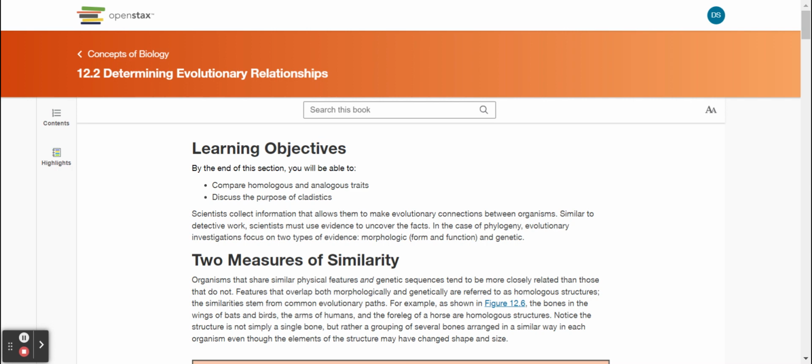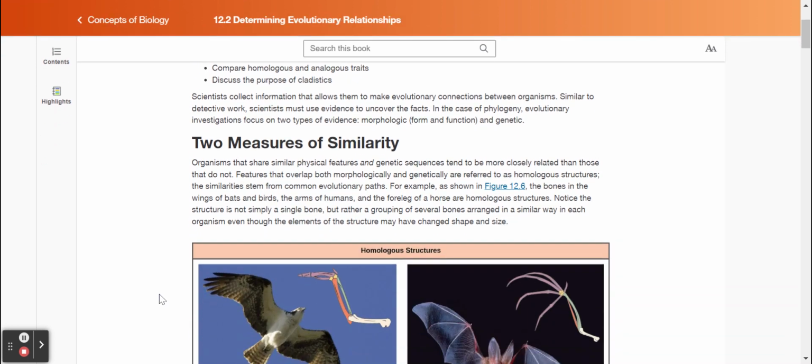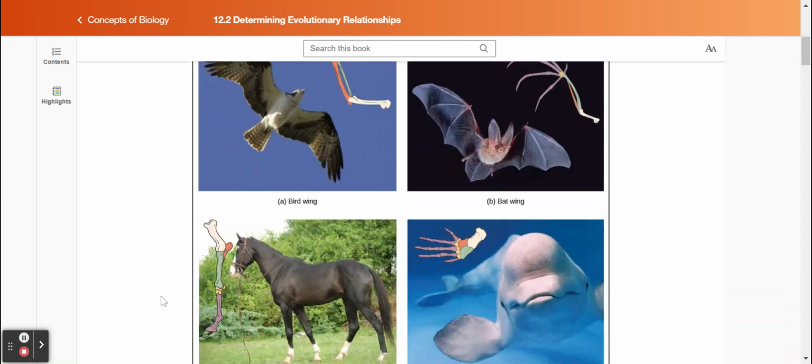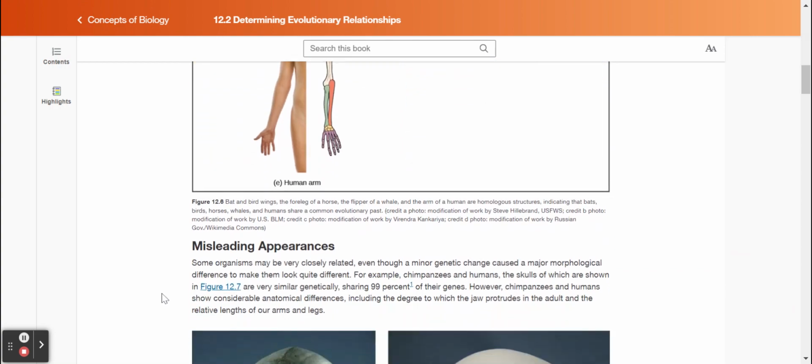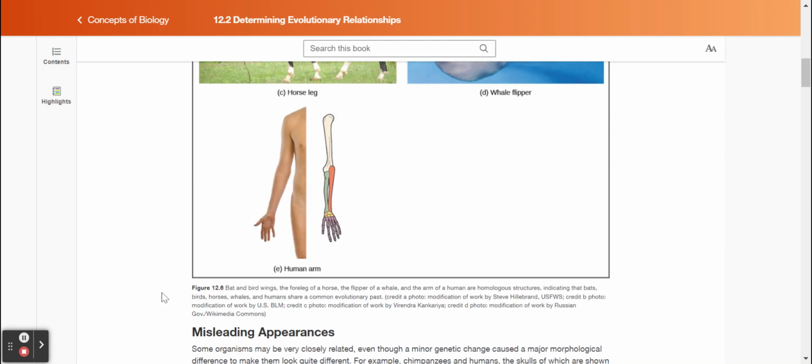Features that overlap both morphologically and genetically are referred to as homologous structures. The similarities stem from common evolutionary paths. For example, as shown in Figure 12.6, the bones in the wings of bats and birds, the arms of humans, and the foreleg of a horse are homologous structures. Notice the structure is not simply a single bone, but rather a grouping of several bones arranged in a similar way in each organism, even though the elements of the structure may have changed shape and size. Figure 12.6 shows homologous structures.